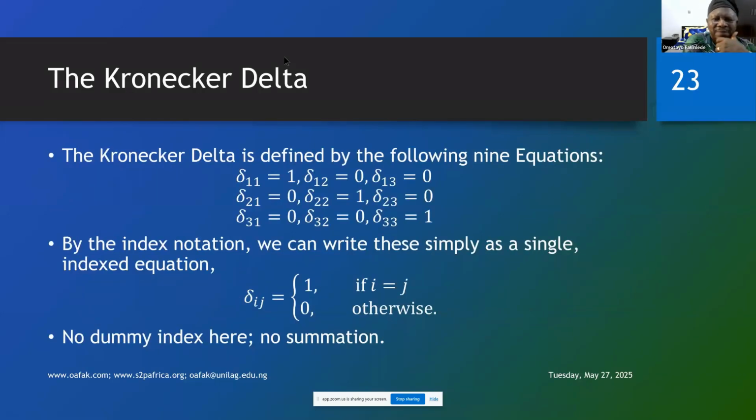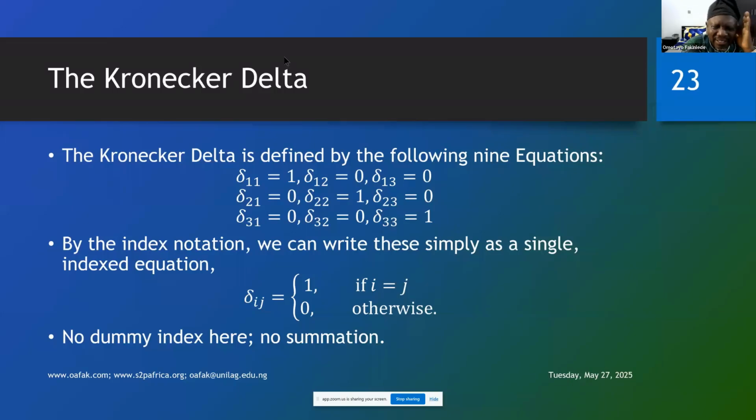The canonical delta is defined by the following 9 equations. Delta 1 1 is equal to 1. Delta 1 2 is equal to 0. Delta 1 3 is equal to 0. Delta 2 1 is equal to 0. Delta 2 2 is equal to 1. Delta 2 3 is equal to 0. Delta 3 1 is equal to 0. Delta 3 2 is equal to 0. Delta 3 3 is equal to 1.